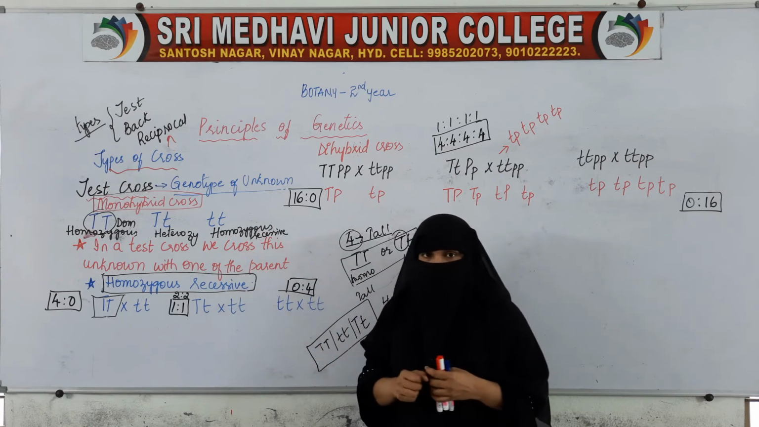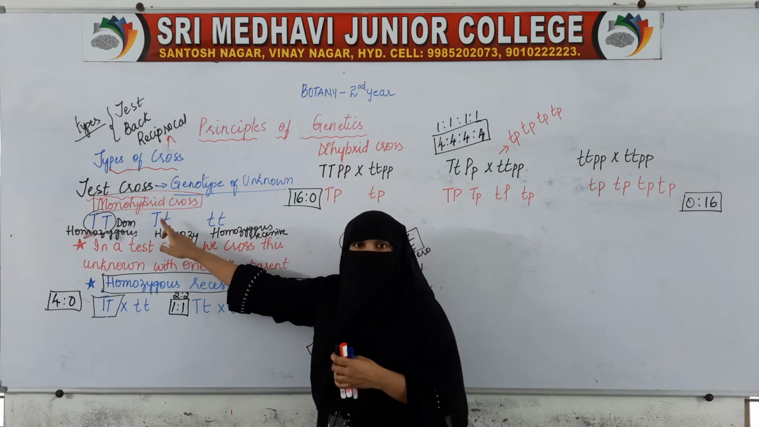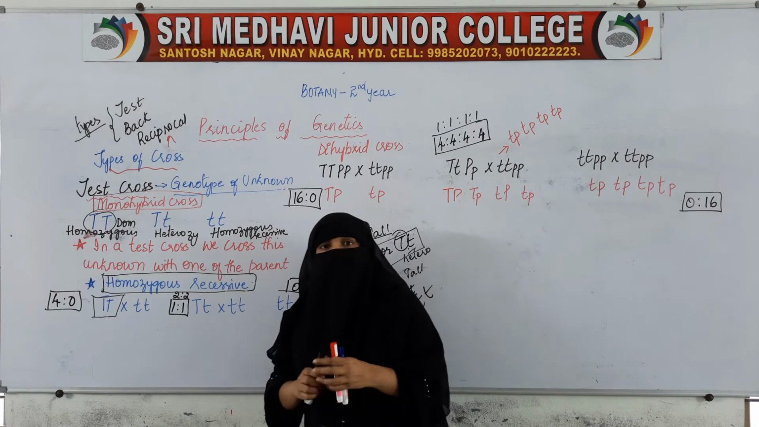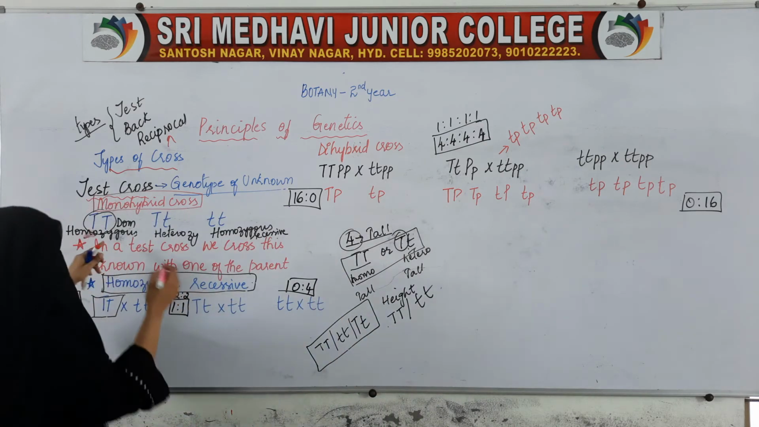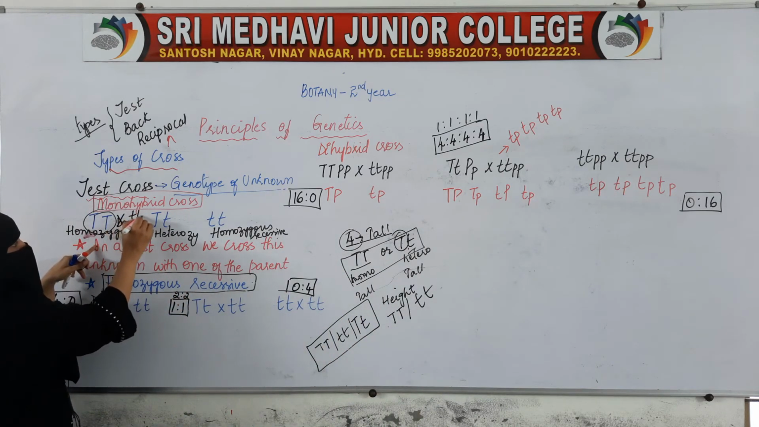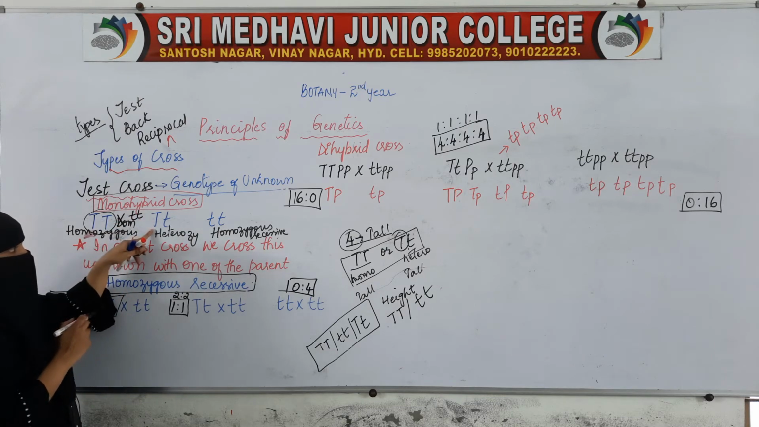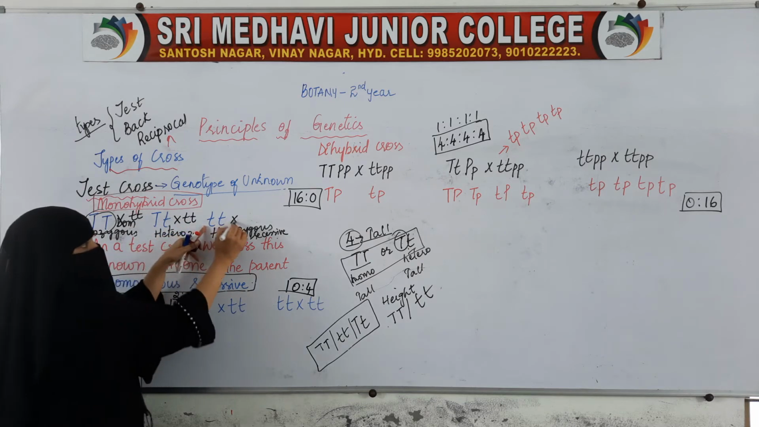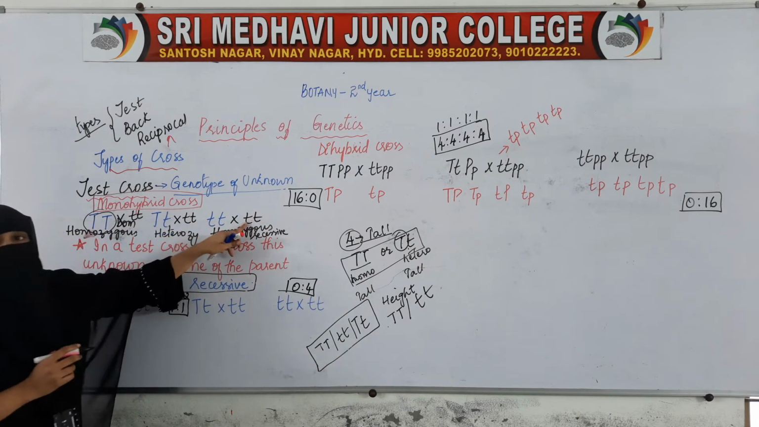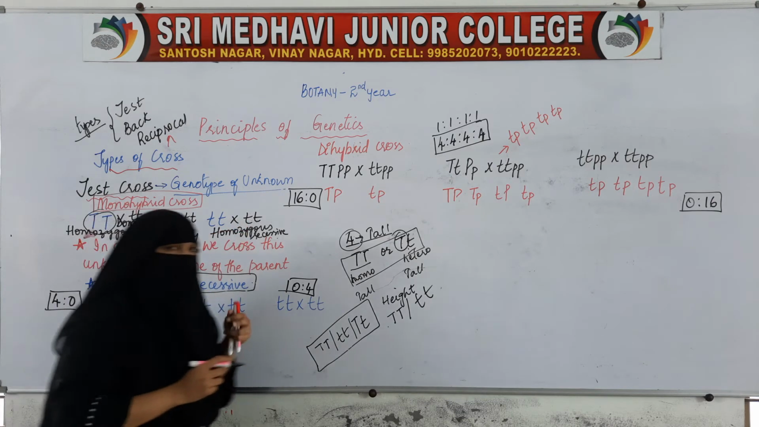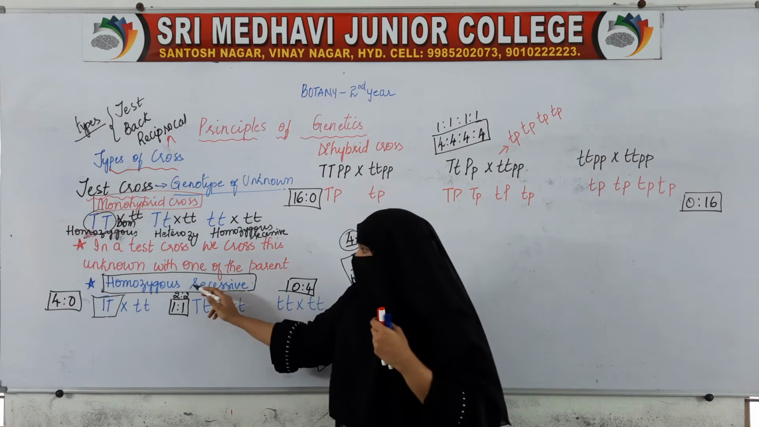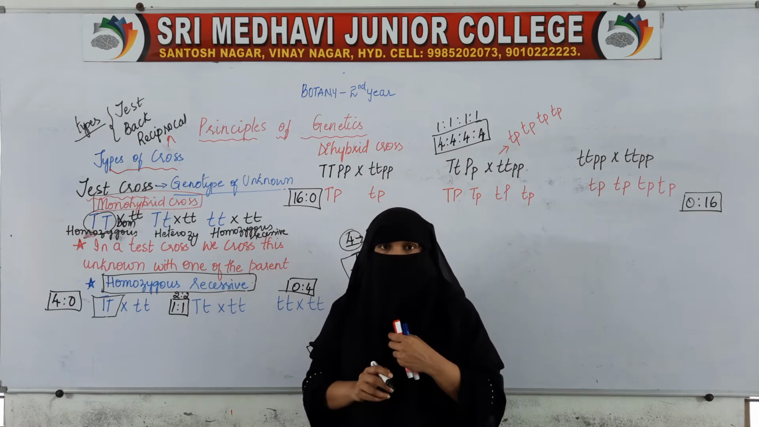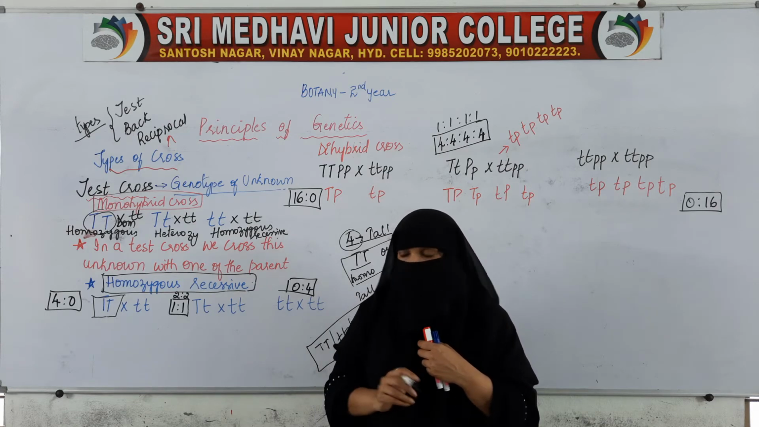To know whether it is this genotype, or this genotype, or this genotype, to know which one is the genotype, we cross it with homozygous recessive. Always remember, to do the test cross, one parent should be homozygous recessive.